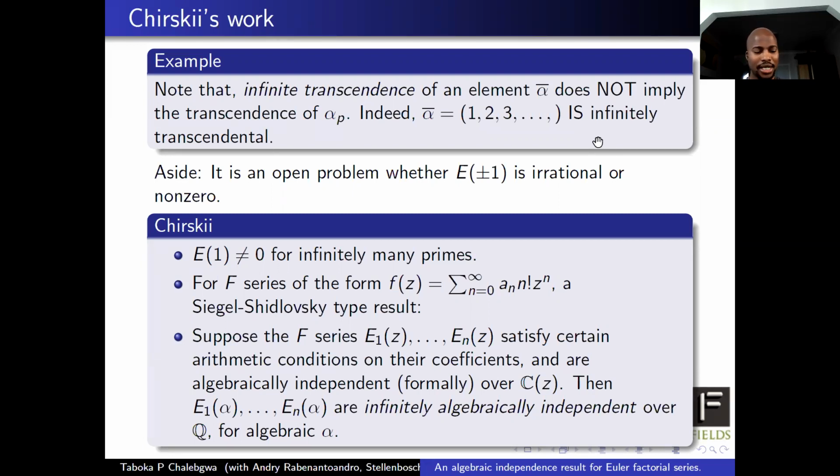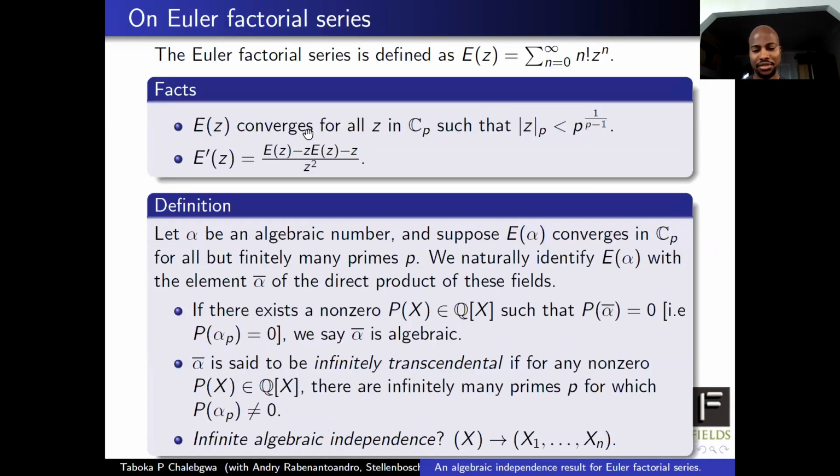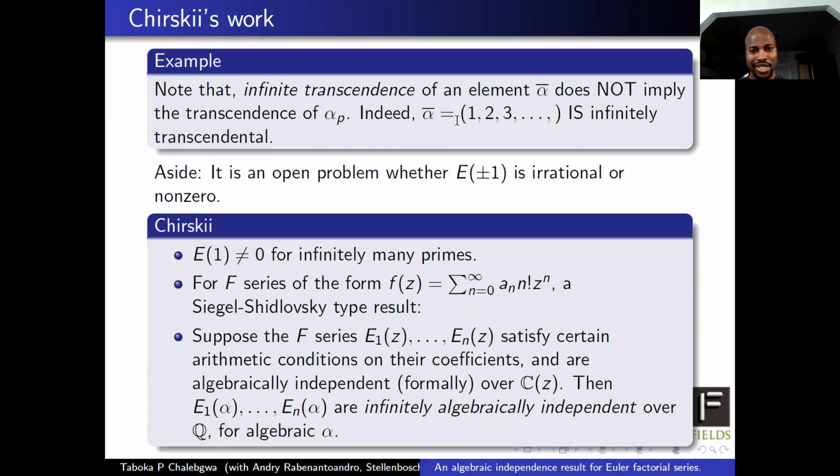As an aside, in the theory of this Euler factorial series, it is still an open problem whether, say, e to the minus 1 is irrational or even non-zero. But what's known is that Chalebgwa has proven that e to the plus or minus 1 is not zero for infinitely many primes. That's a whole other direction of research. But in the direction of Chalebgwa, he's also proved a rather interesting result.